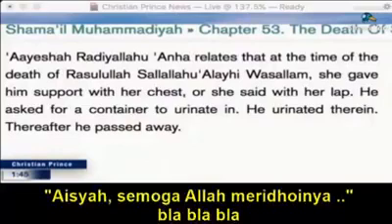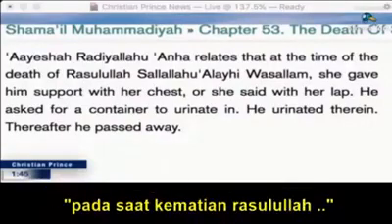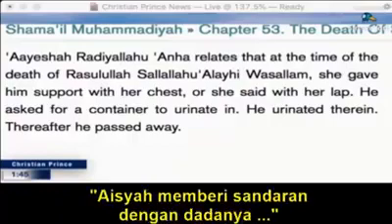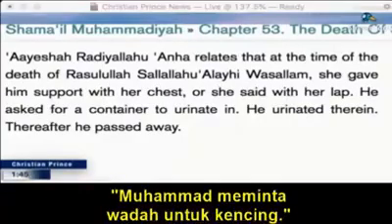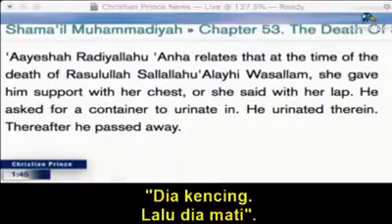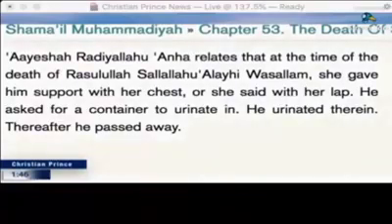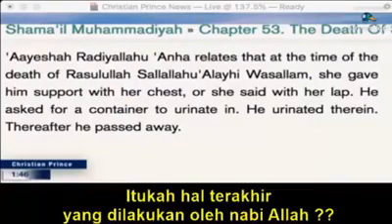"Aisha, Allah bless her, at the time of the death of Rasulullah, she gave him support with her chest, or she said with her lap. He asked for a container to urinate, he urinated therein, therefore he passed away." Do you see it? This is the last thing a prophet of God did.